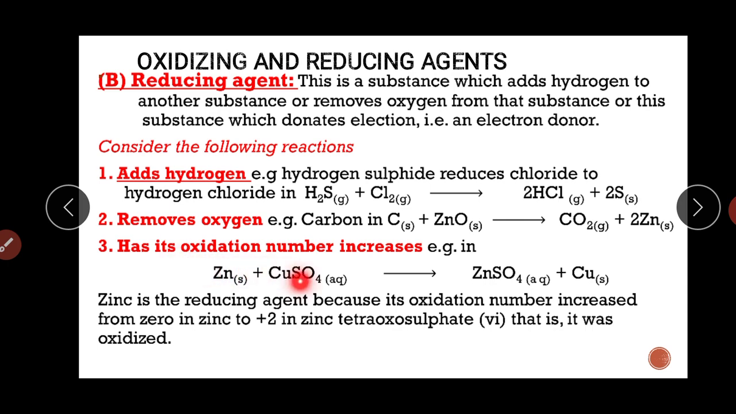Now, in the last one, the reducing agent is the one that has its oxidation number increase. Look at this equation. Zinc is 0 here, and when you get zinc it is +2. The oxidation number of zinc has increased, thereby zinc is a reducing agent. If the oxidation number of zinc had decreased, that would mean zinc is an oxidizing agent.